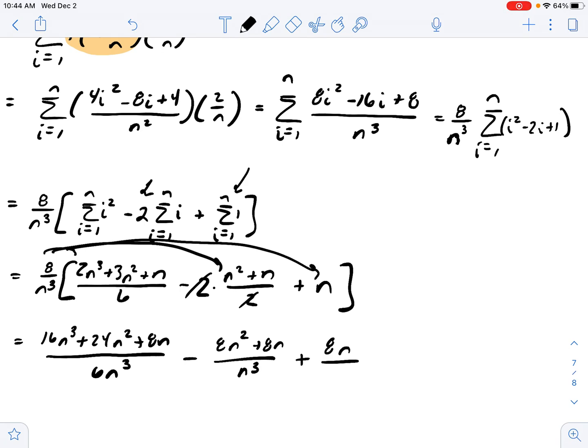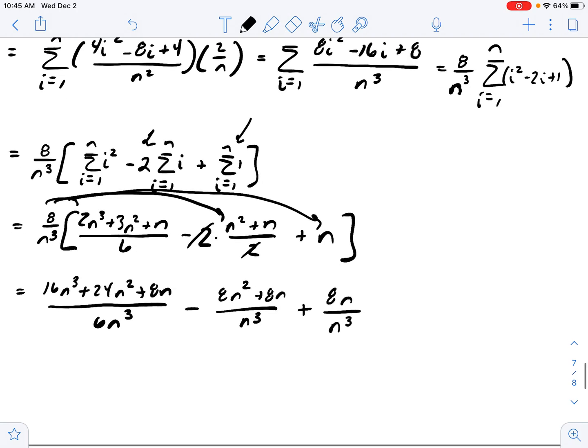And distributing to the last, we're going to have plus 8n over n cubed. Okay? And now let's go ahead and try to simplify this stuff a little bit. And what's the best way to do that? I don't know, maybe get a common denominator to clean this all up. So it looks like I can simplify the first one a little bit. There's a common factor of 2.